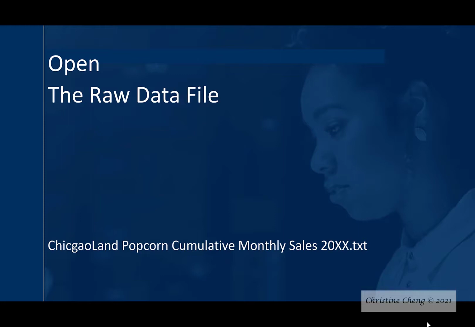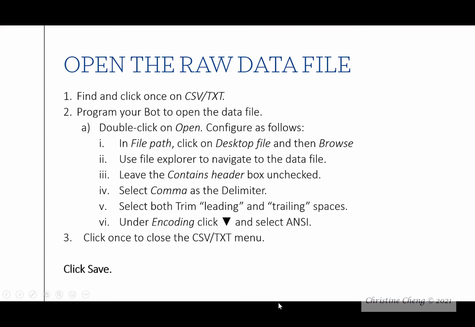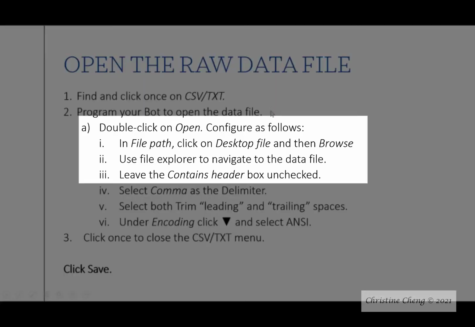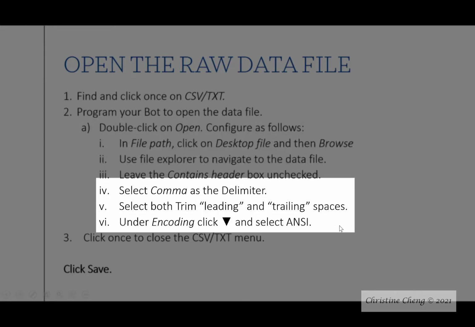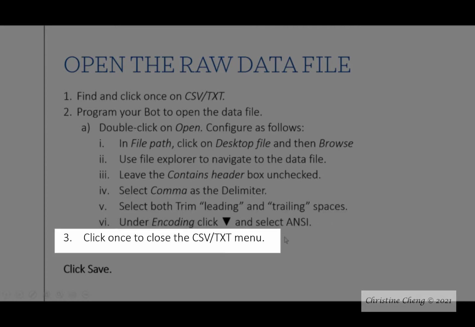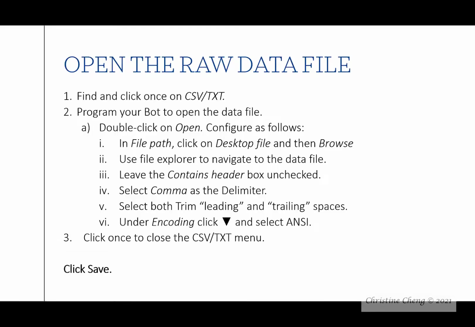Now that we have a header row in our CSV file, the next thing we need to tell the bot to do is to read the data out of our raw data file. To open the raw data file, you need to program the bot to find the text file and then tell the bot to open the text file. We have a number of options that we're going to be selecting, and when we're done, we're going to make sure that we close the CSV TXT menu so that we're ready for the next action. Then we'll go ahead and click on Save.